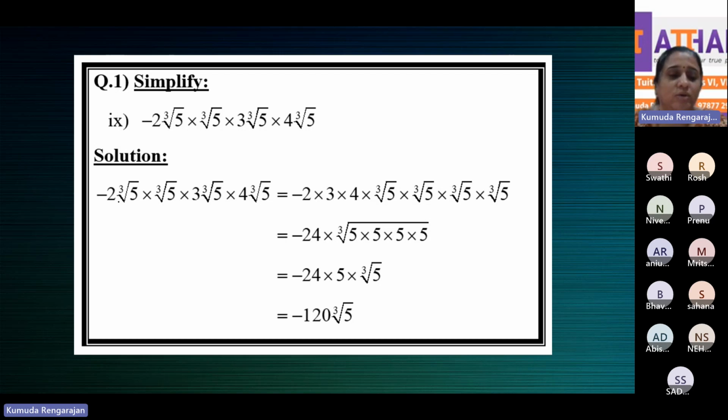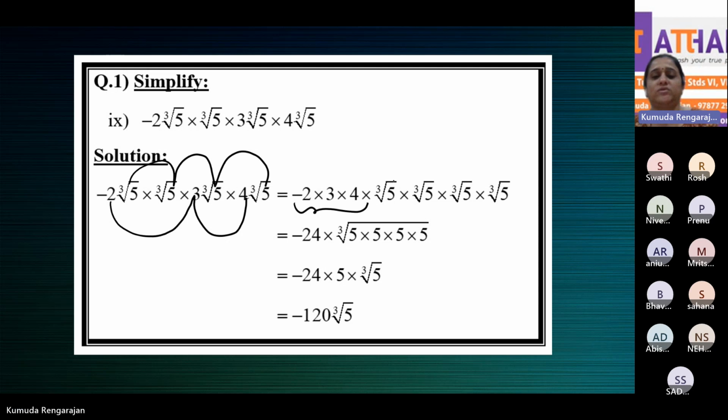So what you can do is multiply these numbers, -2 into 3 into 4. That's what you see here. And then cube root of 5 into cube root of 5 into cube root of 5 into cube root of 5. That's what you see here.